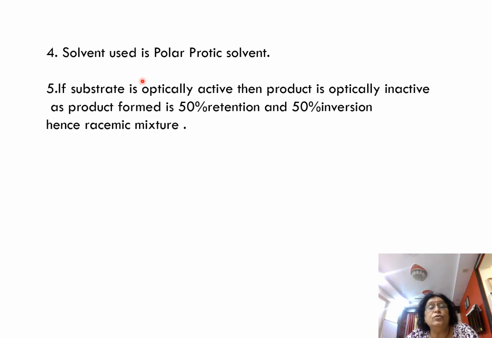So, the solvent used here will be what? Polar protic solvent. That means the solvent which is polar and contains a proton. Then if the substrate is optically active, what would the product be? Optically inactive, because the product will be made up of 50% retention and 50% inversion. That means it will be made up of two enantiomers, one dextrorotatory and one levorotatory. Because of external compensation, the rotations will cancel out and hence it will be optically inactive and it will be called a racemic mixture.